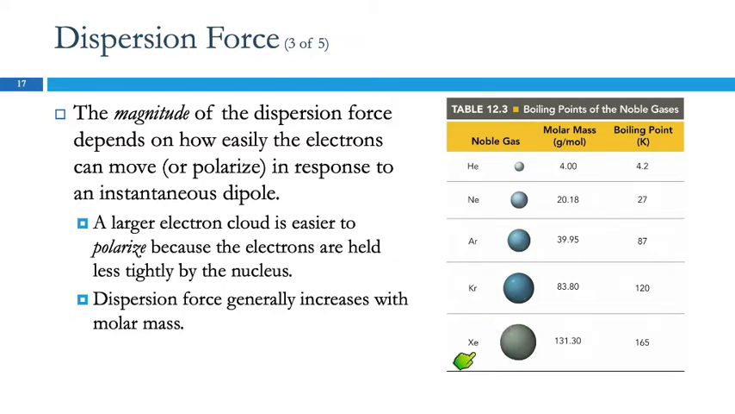Because these are more easily polarized, the response to an instantaneous dipole is greater, and the attraction between these atoms is greater. We can see evidence of that in the boiling point. These are boiling points in Kelvin. Helium has a boiling point of 4.2 kelvins. Crazy, crazy cold. And as we go down these noble gases, we see that the boiling point increases, which tells us the strength of the forces attracting them.